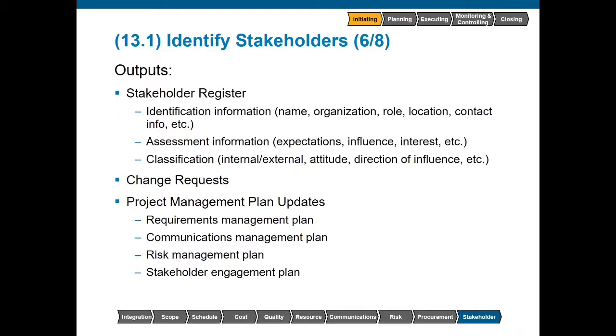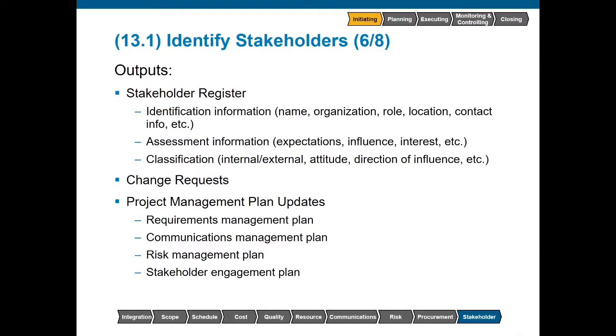It should include identification information. So who is a stakeholder? What organization do they work for? What role are they in? And how do we get in touch with them? Any assessment information that we have, what expectations do they have? What is their relative level of influence or interest? And how would we classify them? Are they internal or external to our organization? Their overall attitude, positive or negative? And what direction of influence do they have?